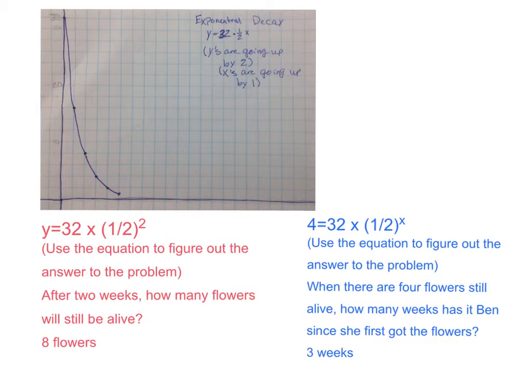To figure the answer out, you put 2 where the x would go, and then you have your answer, which is 8 flowers. In the second equation, the question is, when are there 4 flowers still alive? How many weeks has it been since she first got the flowers? The answer is 3 weeks. So to figure that out, the 4 right there is replaced for y, and then you have your answer.